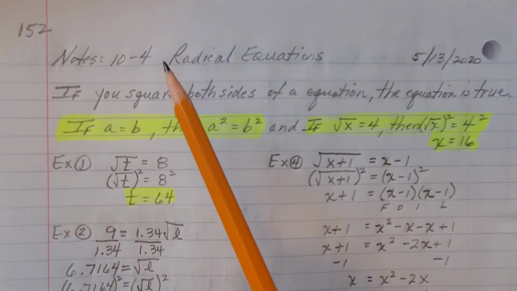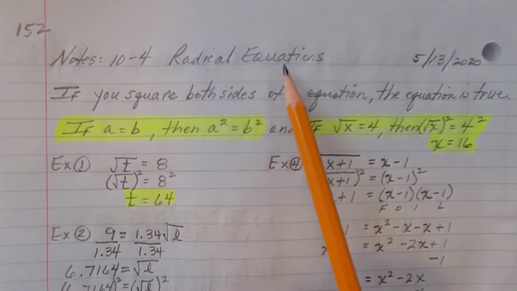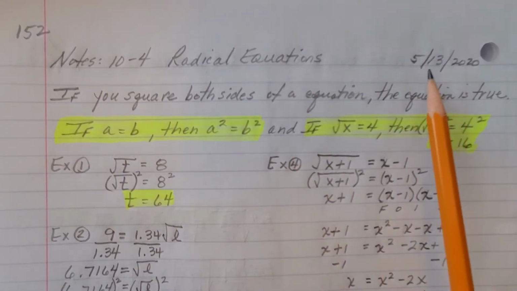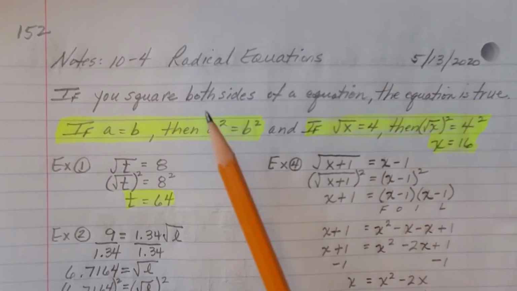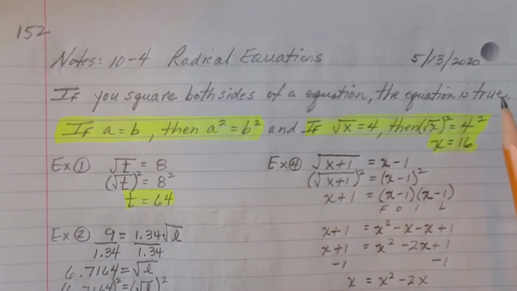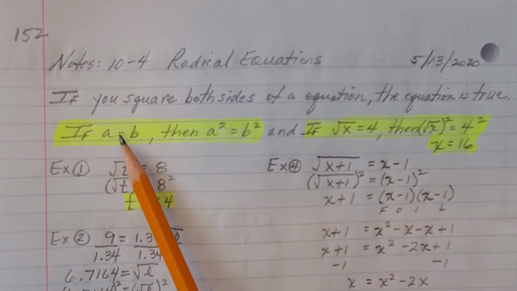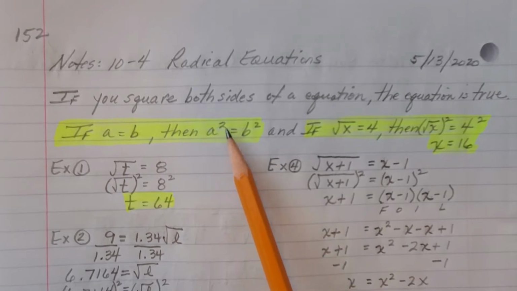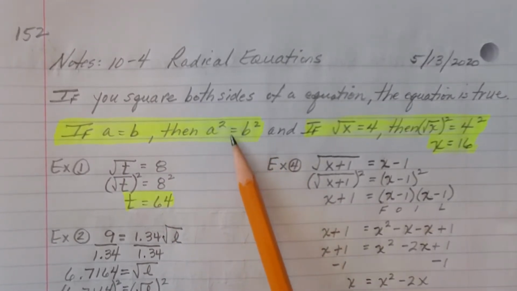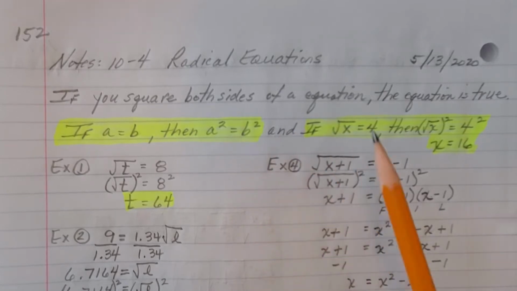Okay, so this is notes 10-4, radical equations, page 151 of your notebook, and this is 5/13/2020. If you square both sides of an equation, the equation is still true because you're squaring both sides. It's an equivalent idea. In other words, if A equals B, then A squared equals B squared. So that's understandable. If you square both sides, it's still going to be an equal equation.